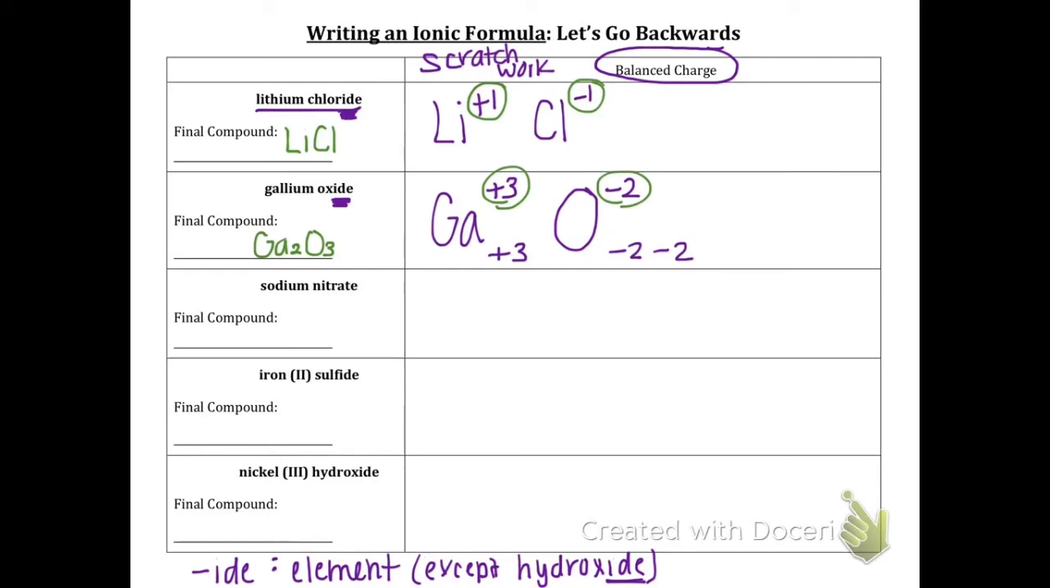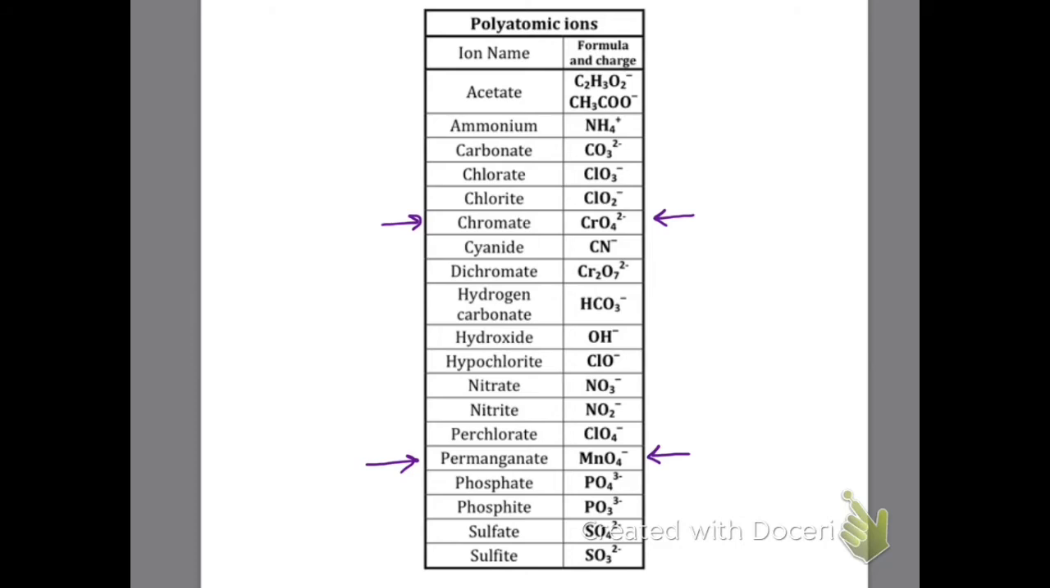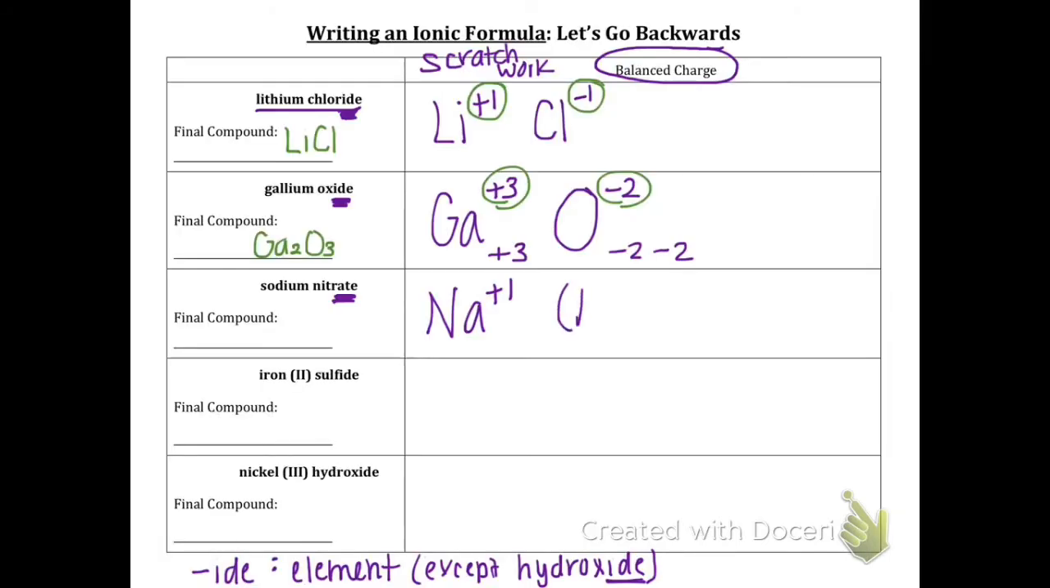All right, so next one. This is sodium nitrate. So we know sodium is an element, so sodium is a +1 charge. Now check out this ending, it's ATE. So we are talking about the polyatomic nitrate. You want to copy this down exactly the way it is, NO3 with that negative. So here I'm going to write NO3 and it has a -1 charge. You do the same math here, +1, -1, how many of each do you need? You only need 1 of each.